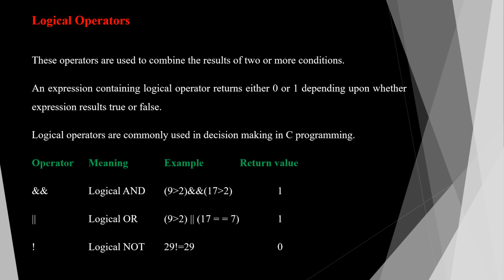The last operator is the exclamation mark, which indicates logical NOT. 29 is not equal to 29. This condition becomes false because 29 equals 29, so it returns the value 0.